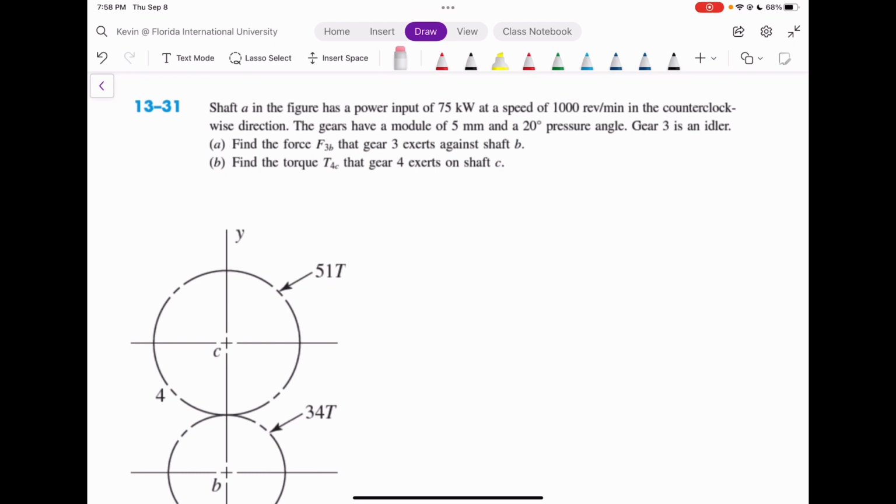So if we have an idler, we know that the sum of torques is equal to 0. And the first step is to find the force F3B that gear 3 exerts against shaft B. And then we're going to find the torque for C that gear 4 exerts on shaft C.